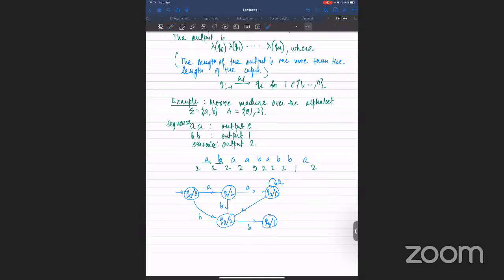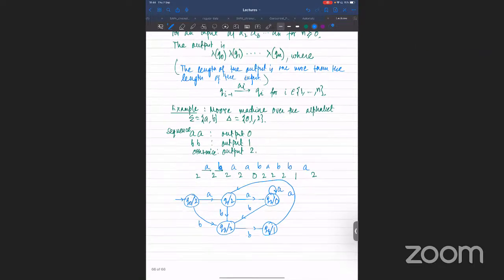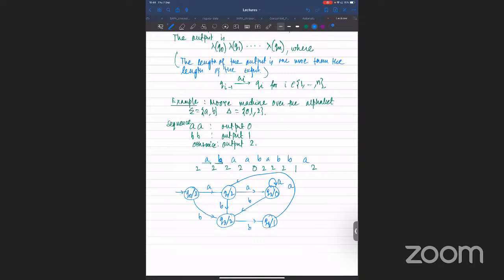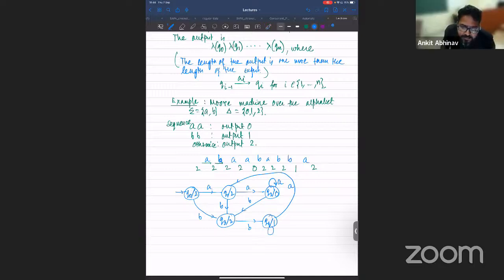So what should be there on this edge? A, B. And then where do I go if I read an A? Q1, very good, because you have seen one A. So this state remembers that you have seen one A, and then you can see another. Where do I go if I see another B, Ankit? From this state, where do I go if I read a B? I'll be on this state only because I'll be seeing B. Very good. So this completes that. Good.